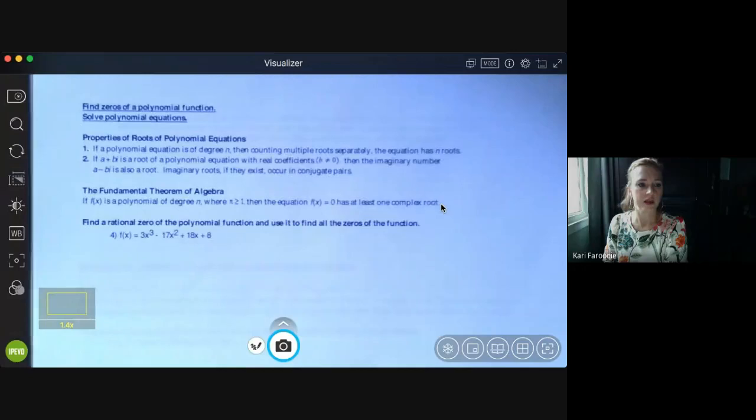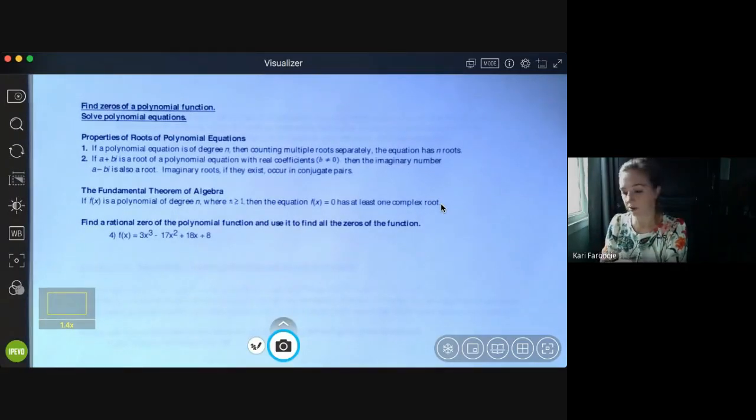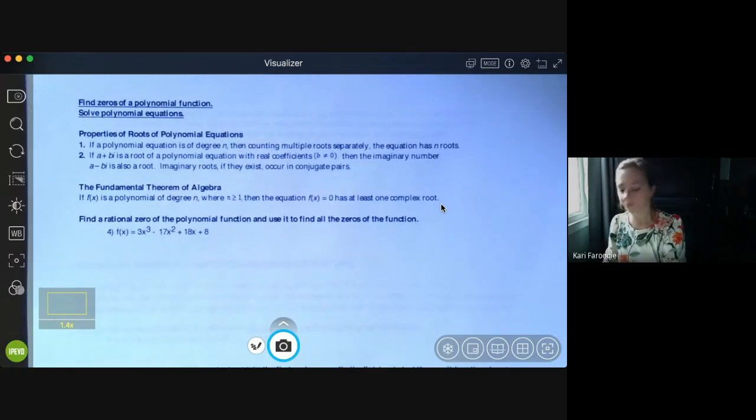So a plus bi, a minus bi. If one's a root, the other's also going to be a root. That's a given. And you can just take that for granted and use that as often as you need to. The fundamental theorem of algebra.